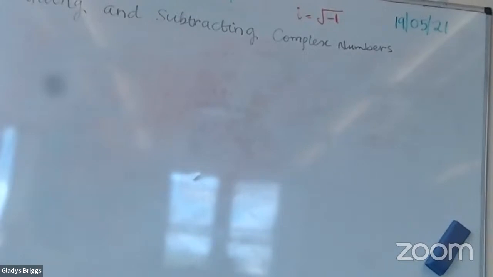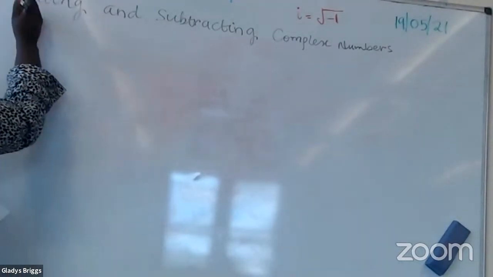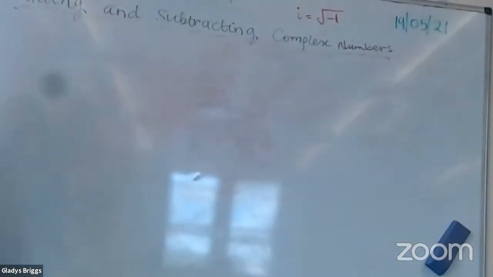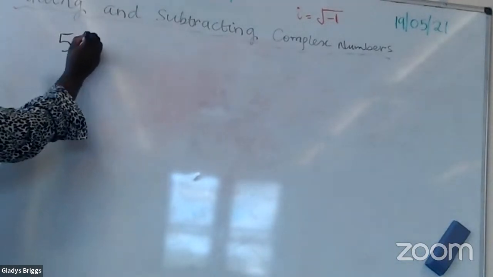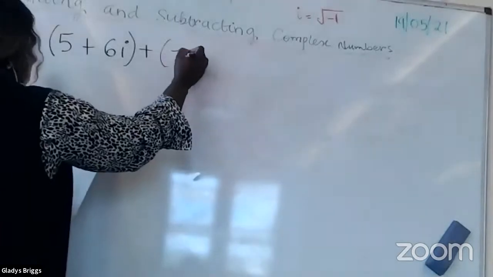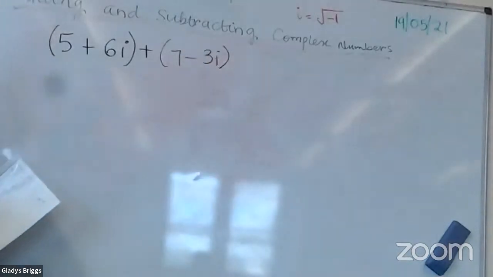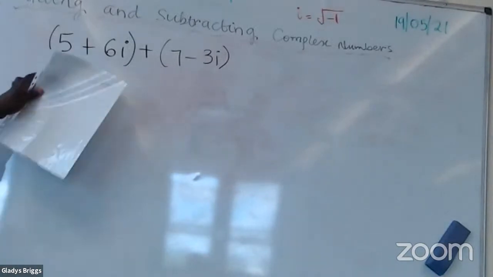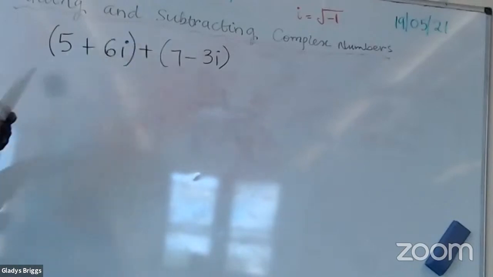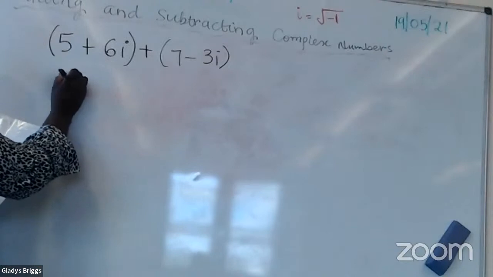Okay, let me see. So let's have a look. So what you have to do now, if you have a complex number, you just need to take out the brackets. Here's my example: (5 + 6i) + (7 - 3i), yeah? You just have to take out the brackets and you add the real number parts and then add the complex number parts, the imaginary number parts, okay? So with this one, I'm just going to rewrite that without the brackets.